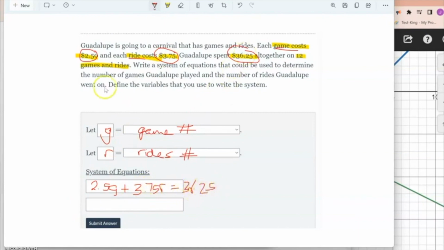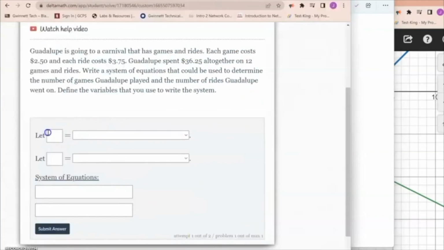And when you have four numbers, so this is a 4-number example, you set up money, money, money. And then for the second equation, the last number is always going to be the variables added together. So G plus R is equal to 12. Let G equal number of games, R equal number of rides, and then you type in those equations. I'm not going to type them in, but you type them in.